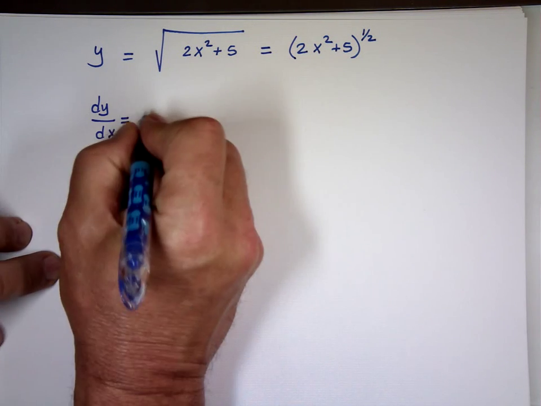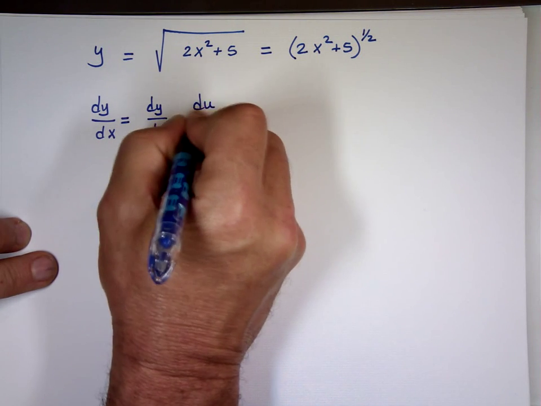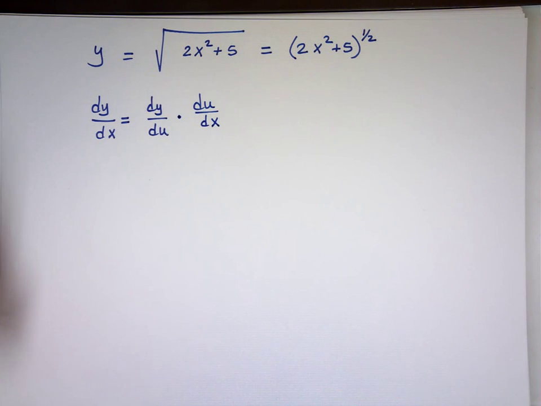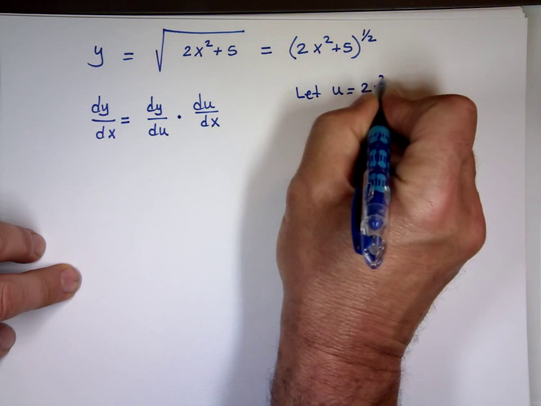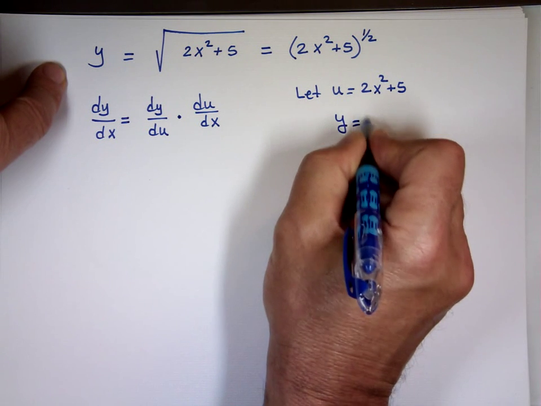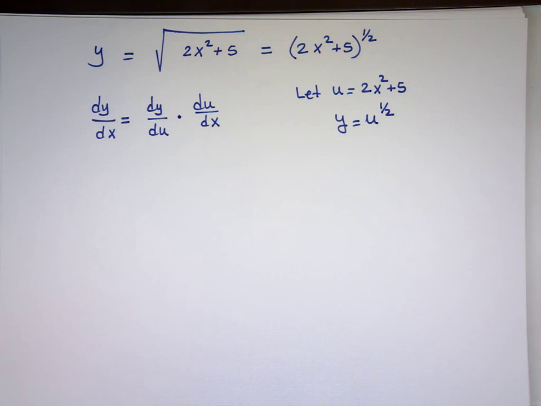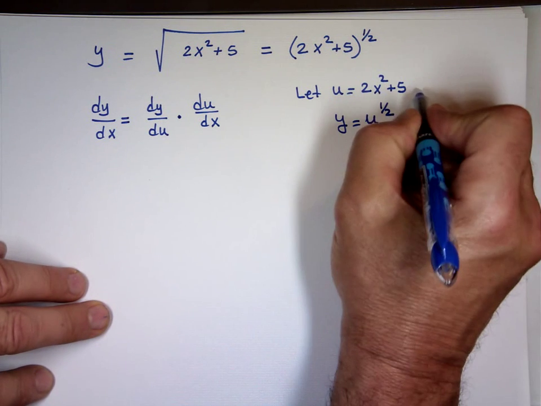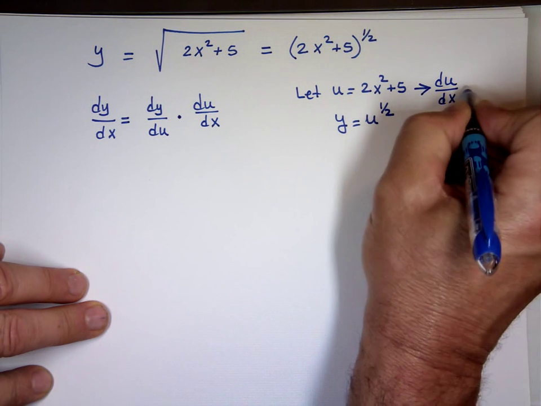dy/dx, we said that's dy/du times du/dx. So let u equal 2x squared plus 5. If you do that, then y will be written as what? u to what power? 1/2. Let's find the derivative of each one. That's a 4x.